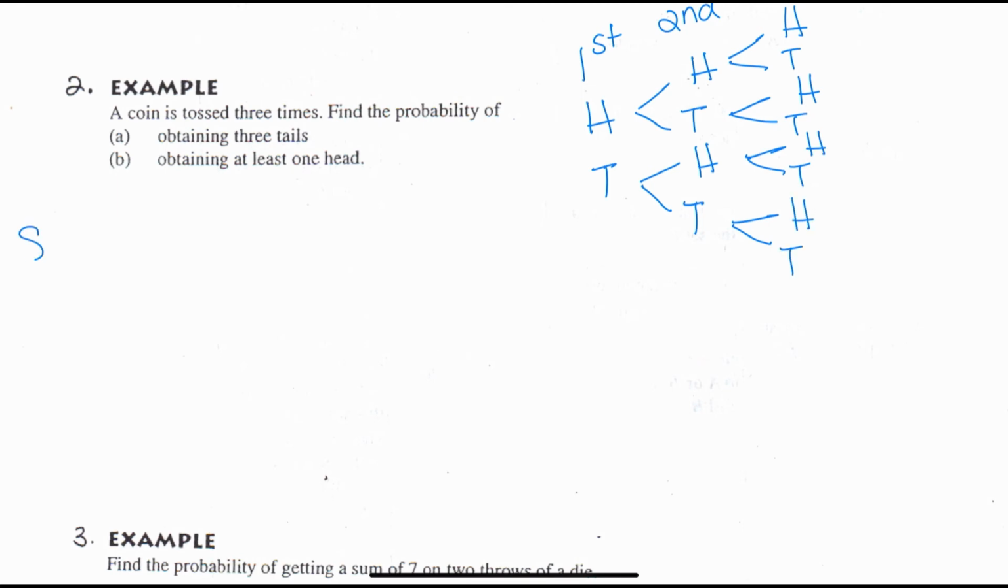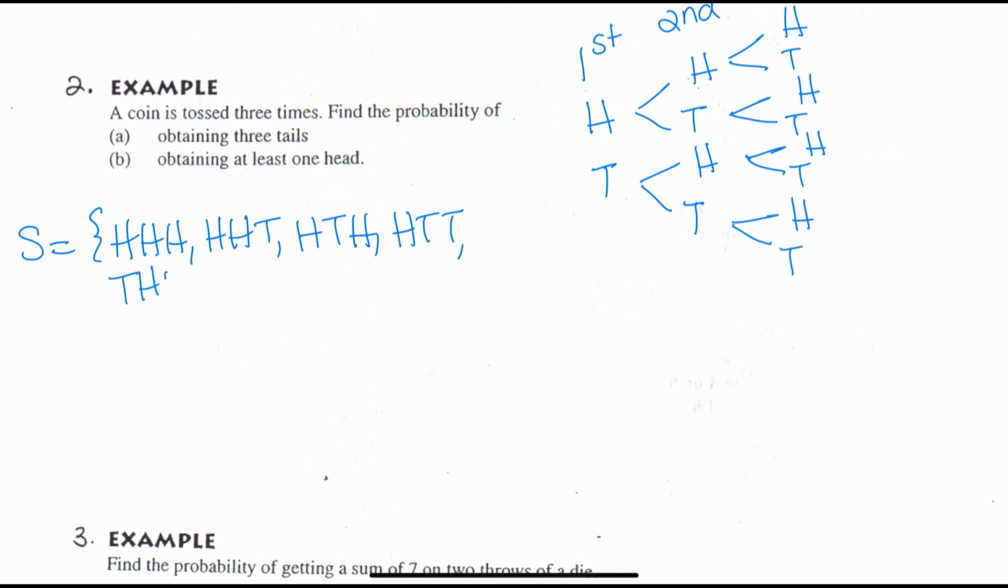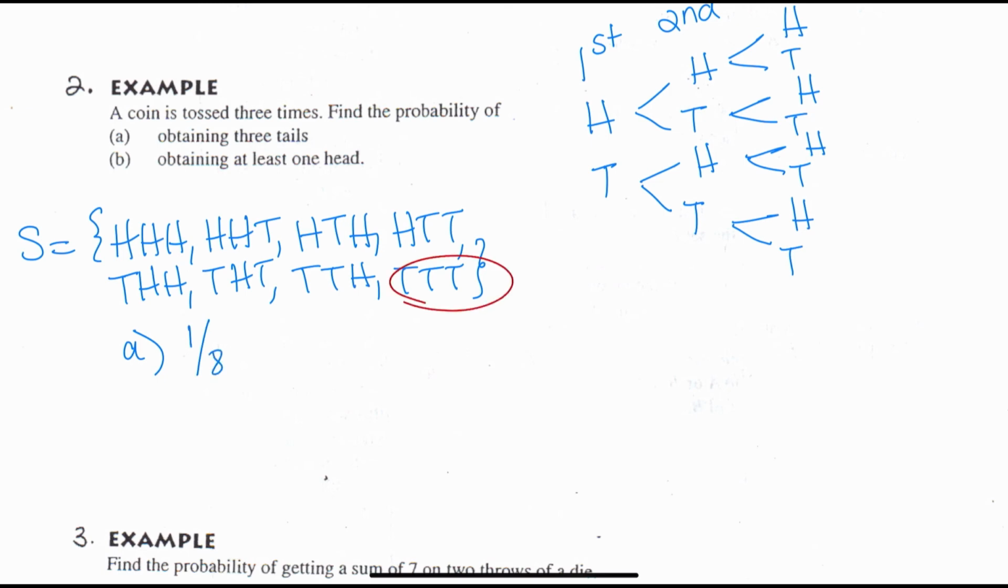Which means that my sample space is heads, heads, heads; heads, heads, tails; heads, tails, heads; heads, tails, tails; tails, heads, heads; tails, heads, tails; tails, tails, heads; and tails, tails, tails. So there's 8 possibilities. So part A says, what's the probability of obtaining 3 tails? Only 1 out of 8. The only one that's going to have 3 tails is right here.